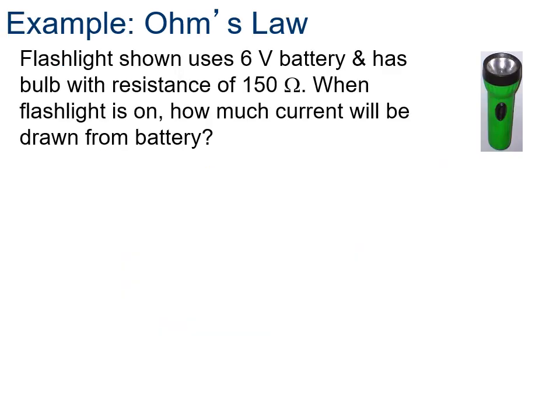So here we've got a flashlight, and the flashlight uses 6 volts in this battery. So it's got a bunch of batteries together. And it has a resistance of 150 ohms. When the flashlight's on, how much current is drawn from the battery? So first we want to write down the things that we're given. We're given that voltage is equal to 6 volts, right? And we're also given the resistance. For resistance, we use the letter R. So R is equal to 150 ohms.